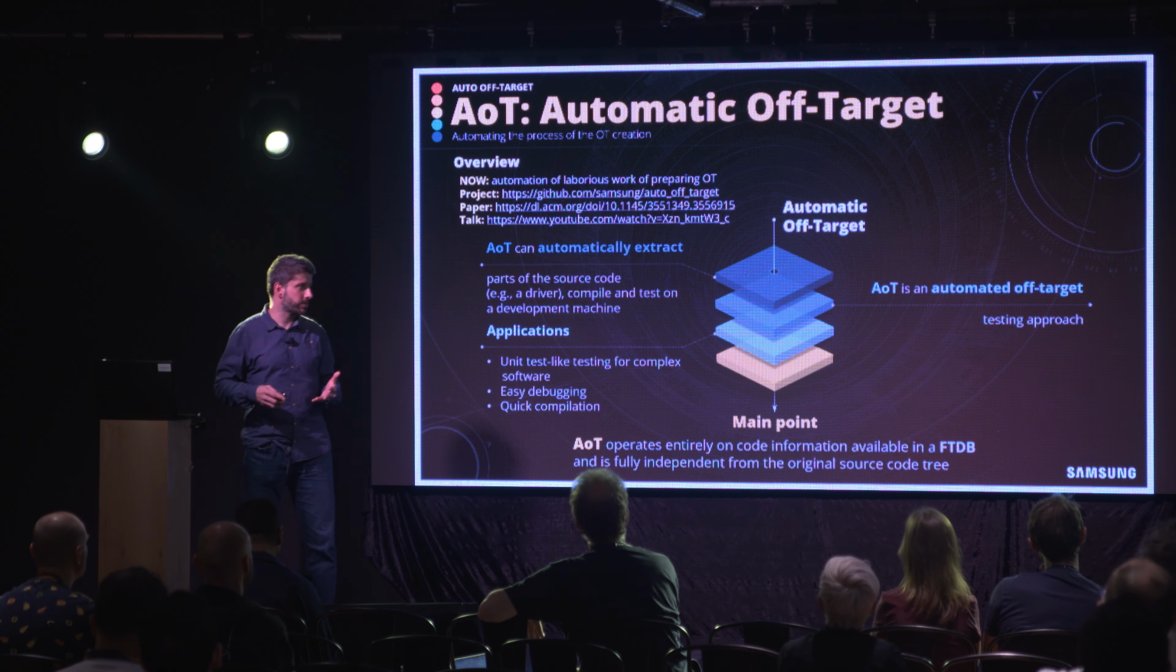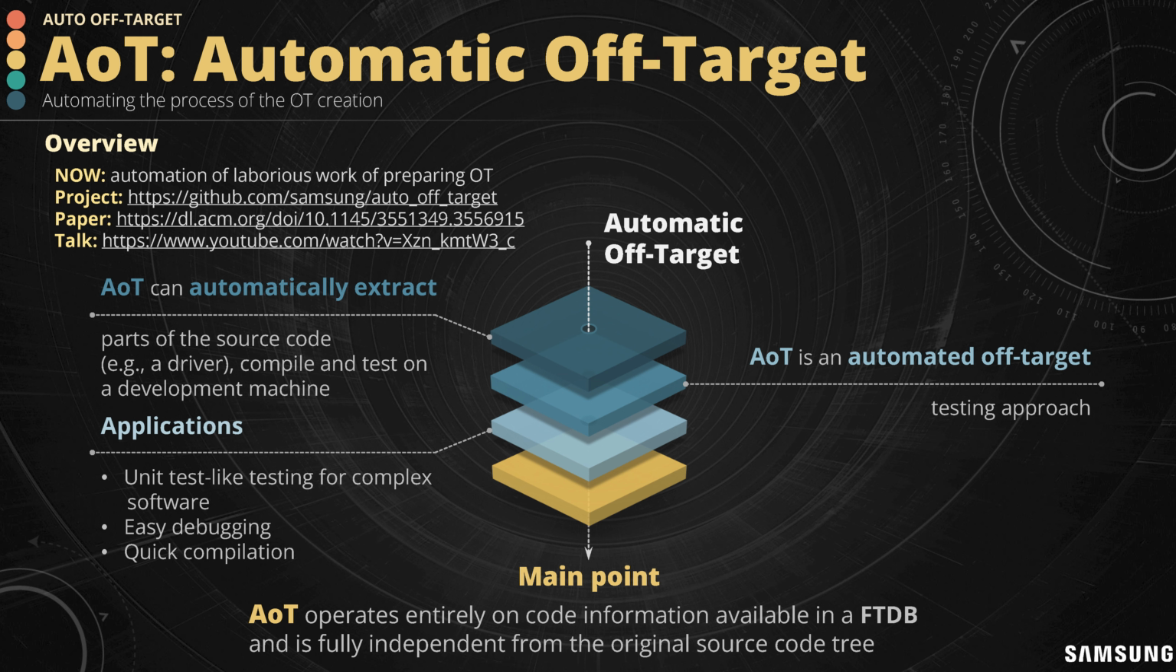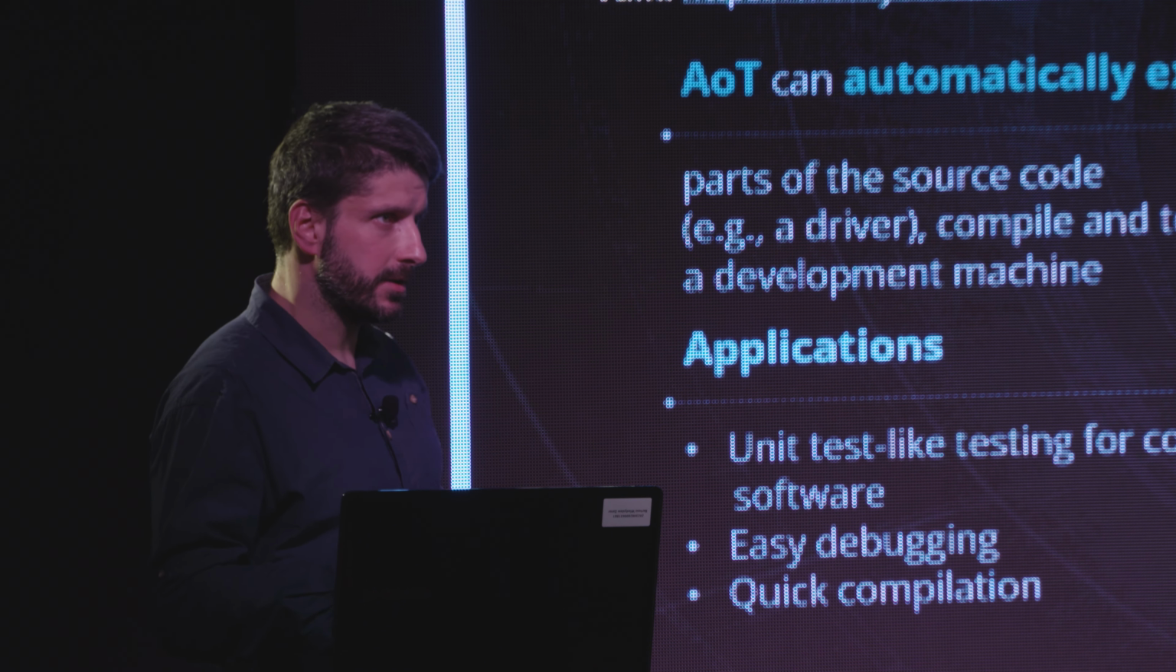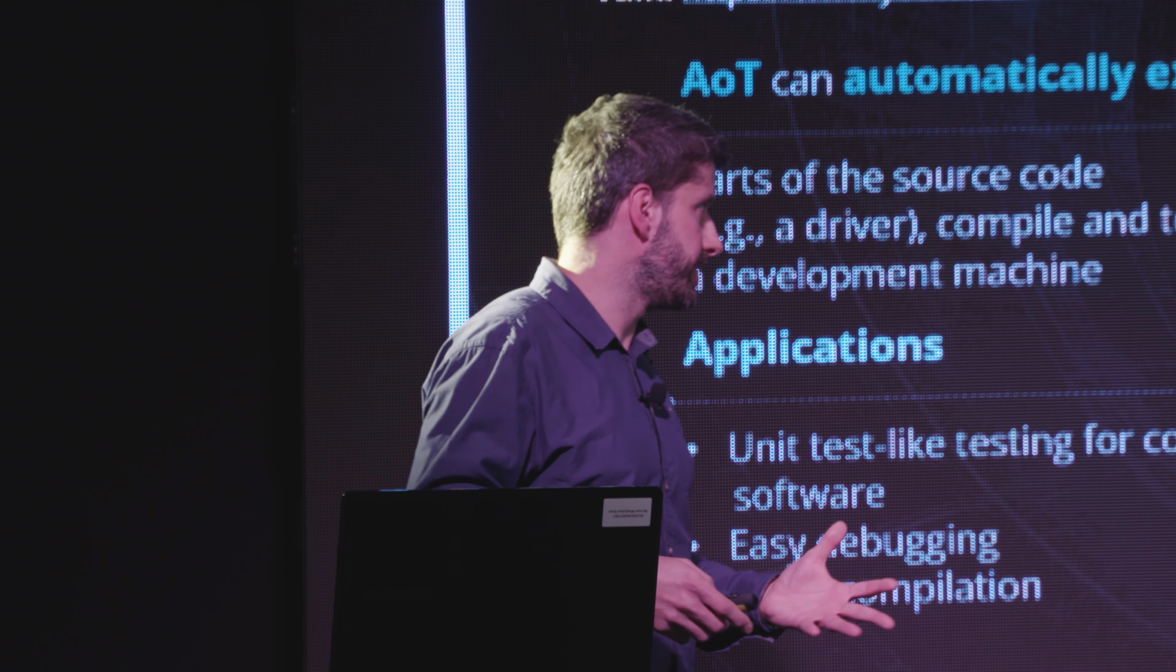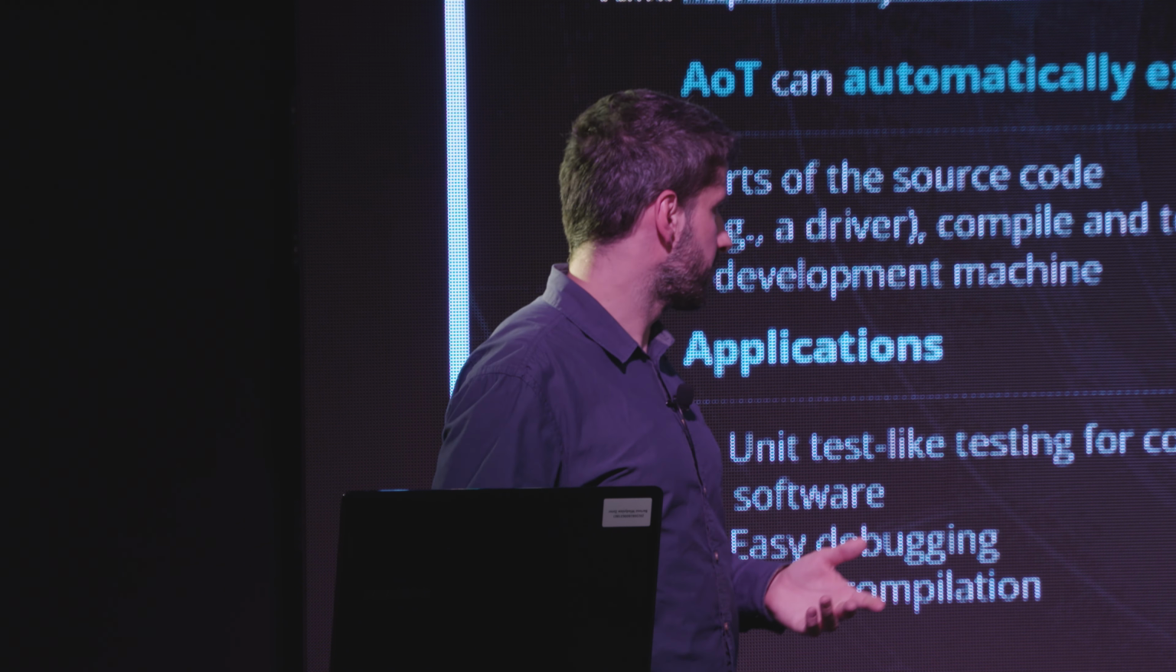So the AoT project was born to automate this process. You can see there's automatic in the name. What this tool does is extract and create off-target harnesses from a larger code base in an automatic fashion. If you're interested in this project, you can see the GitHub repository, read our paper, or see our talk from the CLI workshop last year. But the main point here is that AoT uses the FTDB database exclusively to operate on this data because it has everything that it needs regarding functions, types, and globals.